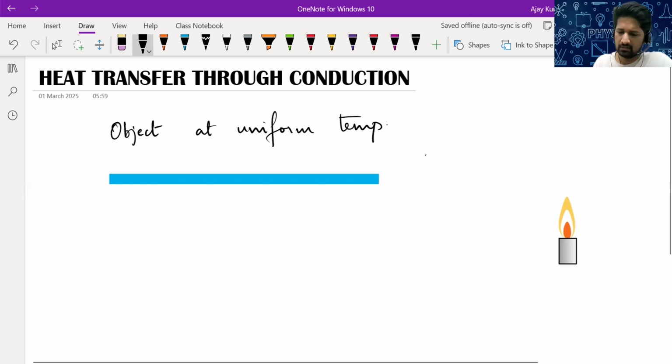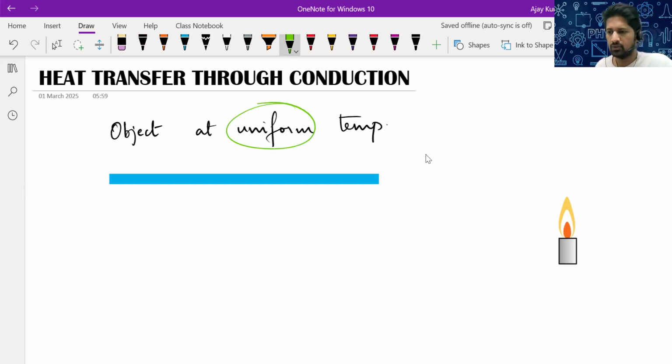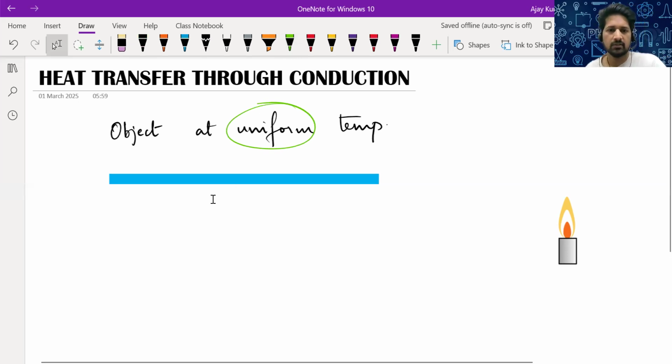Remember, there is a meaning to this term uniform. Uniform means being the same everywhere in space, being the same at all points. So if the temperature is uniform, we mean to say that the temperature at every point of the object is the same.